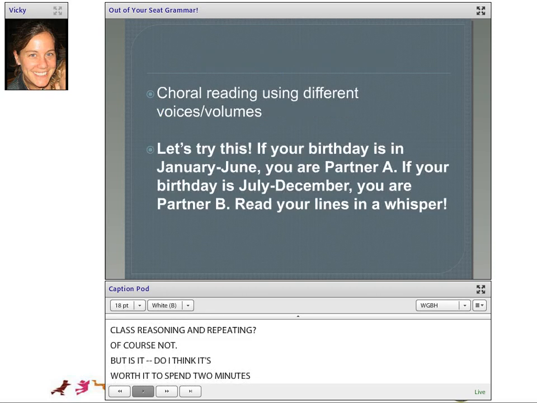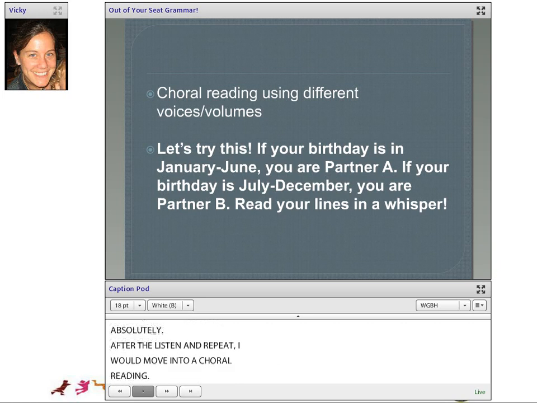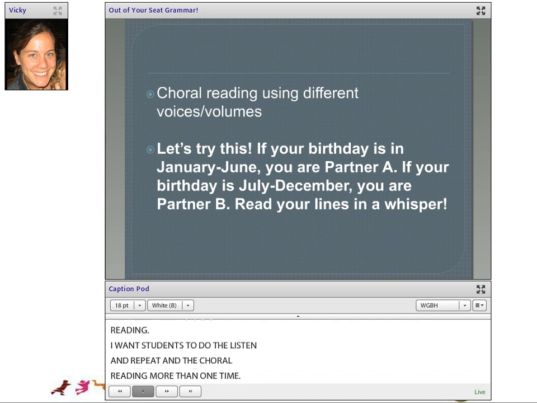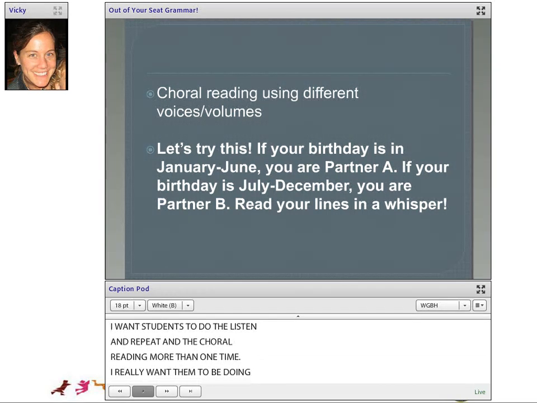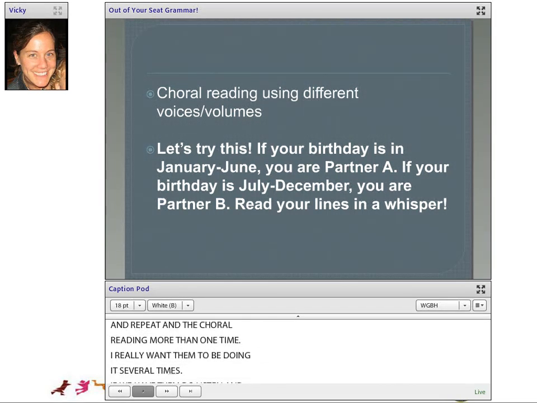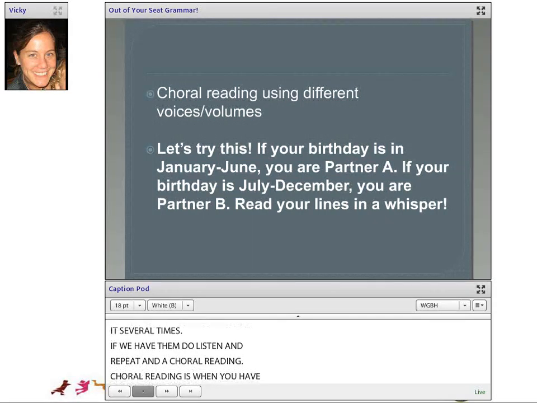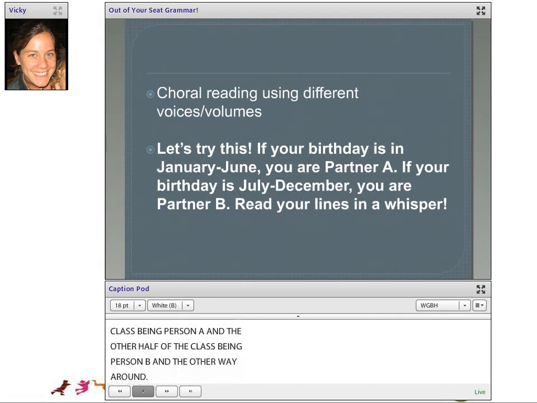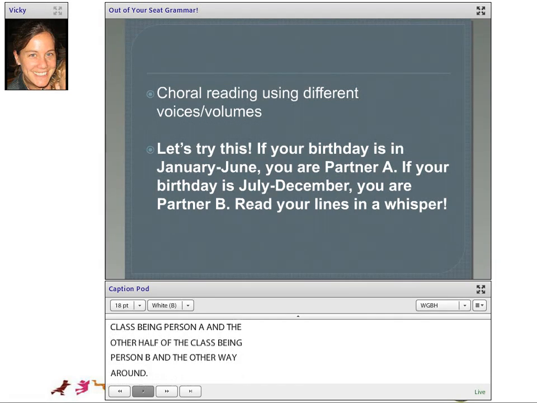After the listen and repeat, I would move into a choral reading. Now, I want students to have a chance to do the listen and repeat and the choral reading more than one time. I really want them to be doing it several times. But if we have them doing listen and repeat and a choral reading, of course, is when you have perhaps the left side of the class being person A and the other half of the class being person B, and then the other way around. But if we have them doing this in the same old way 5, 6, 7 times, they have the potential to get bored.